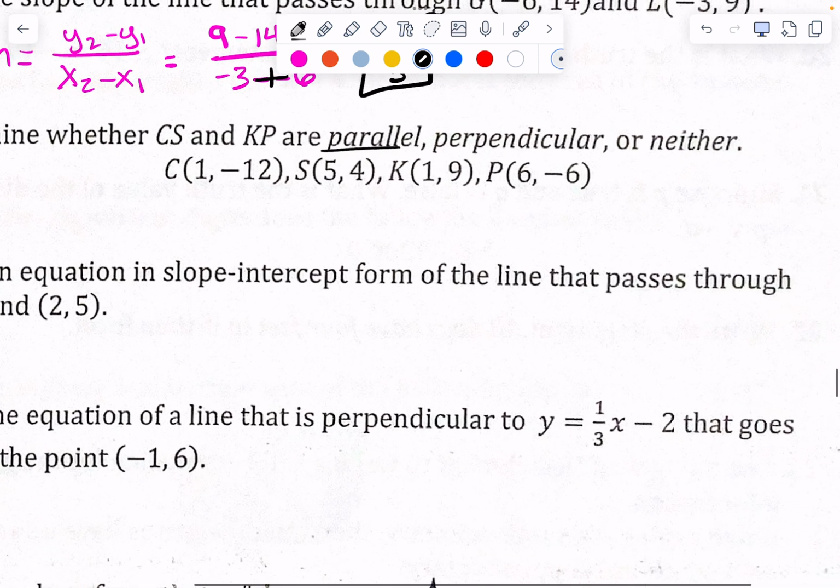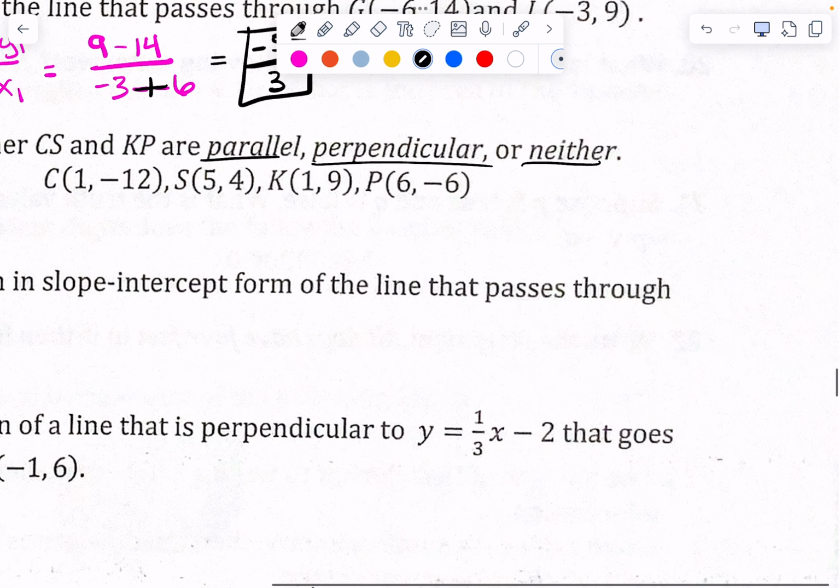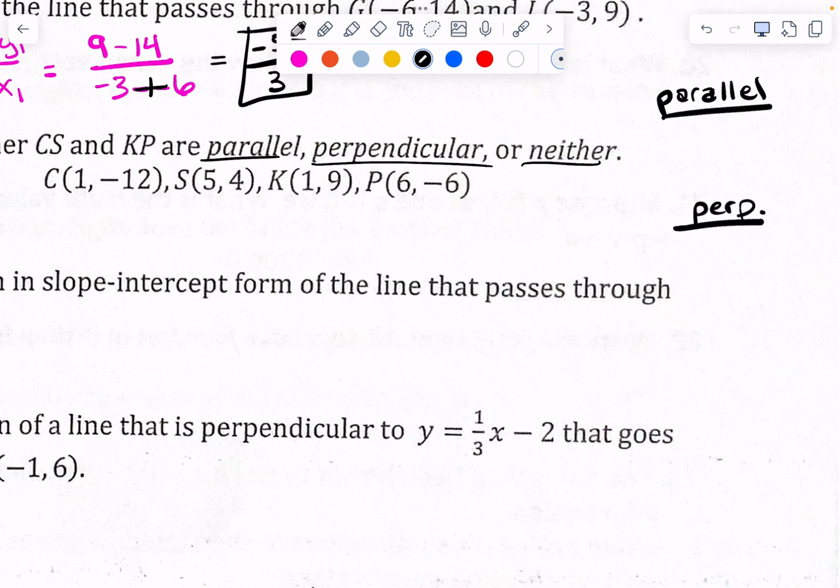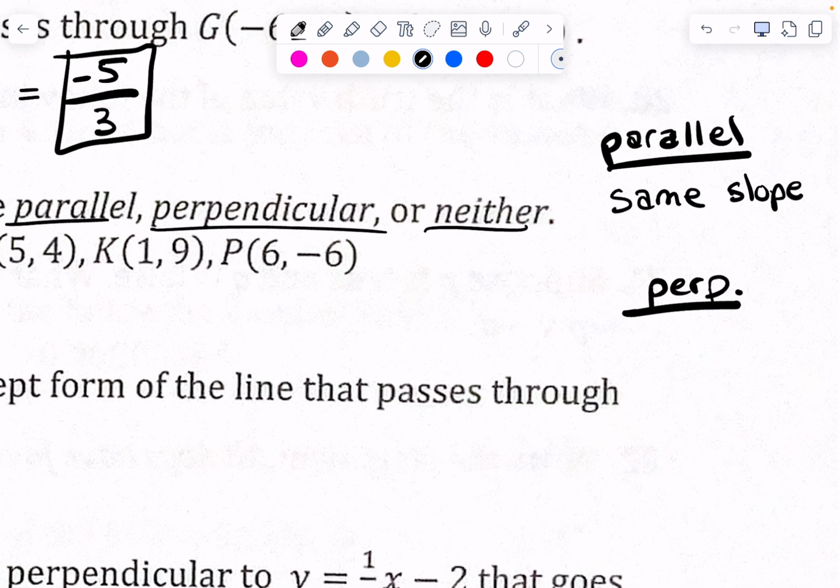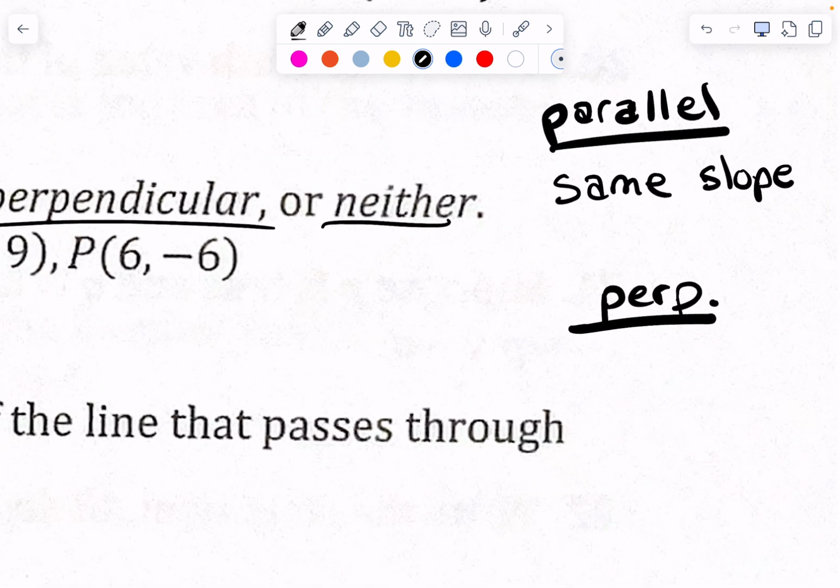We're talking parallel, perpendicular, or neither. Let's talk parallel. Have we written this down yet? P-A-R-A-L-L-E-L. Parallel and perpendicular. If we're talking slopes and they are parallel, they will be the same slope, right? If two lines are perpendicular, the slope will be the negative reciprocal. The negative reciprocal slope.